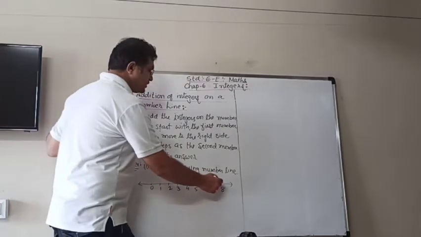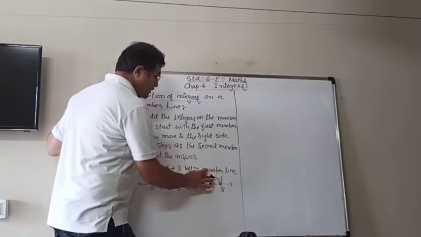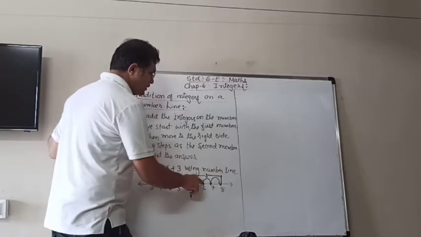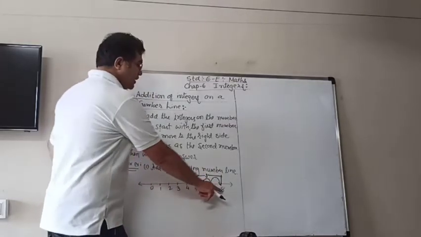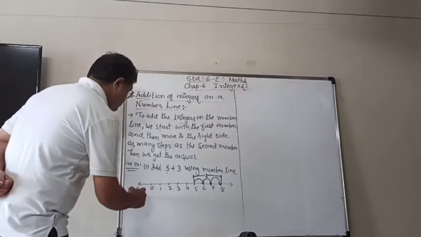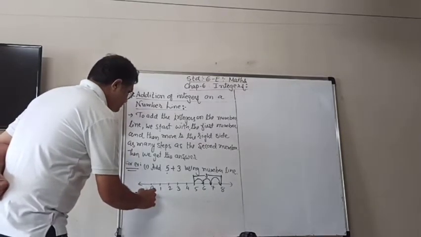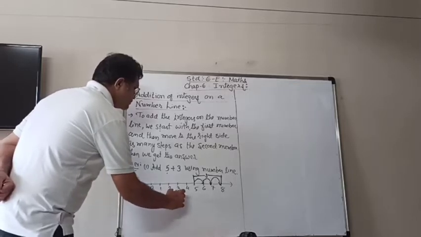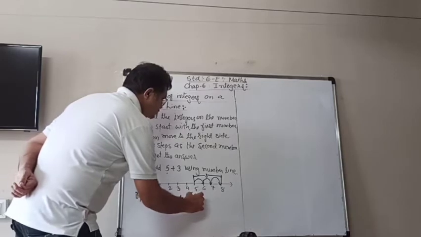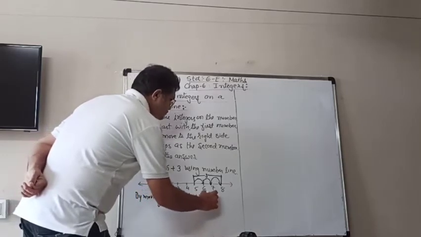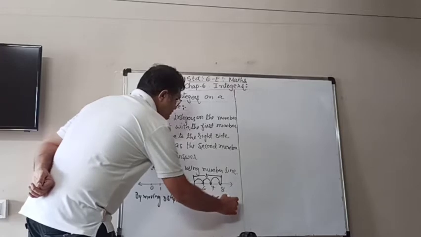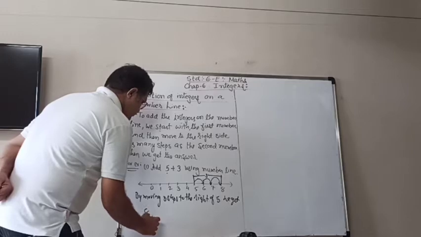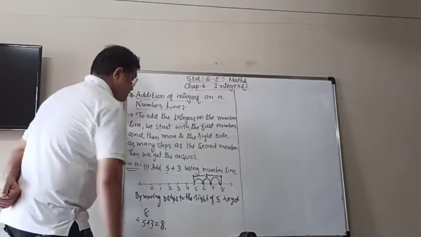So what did you get? Answer 8. Or if you don't write down 1, 2, 3, you can write down that also 3. Because we moved 1, 2 and 3. What did you get? 8. So now you can write down by moving 3 steps to the right of 5, we get 8. Therefore, 5 plus 3 equals 8.